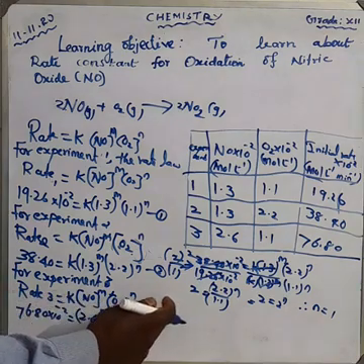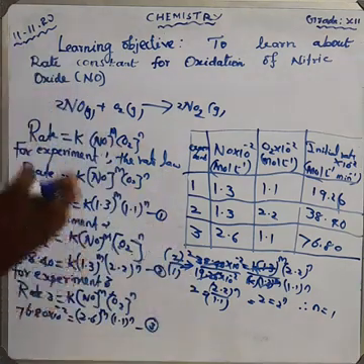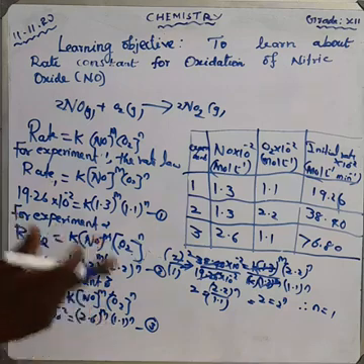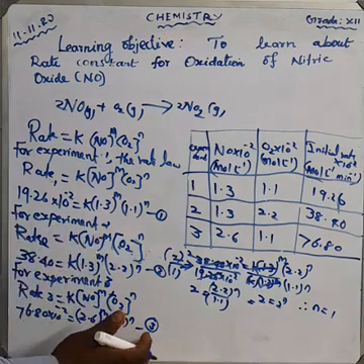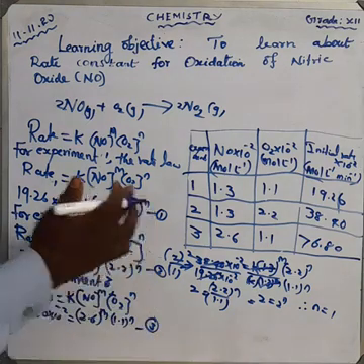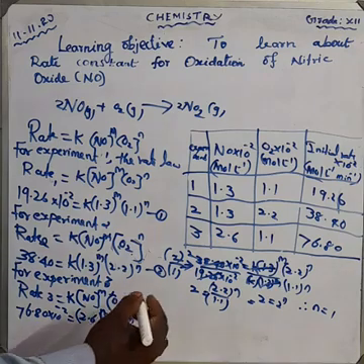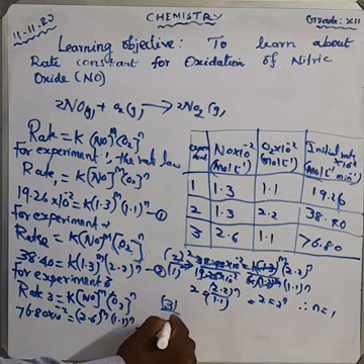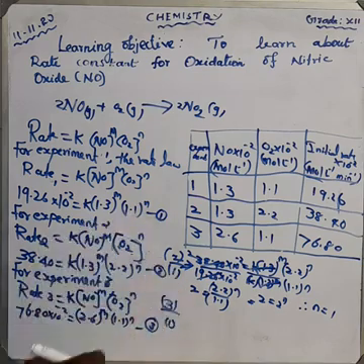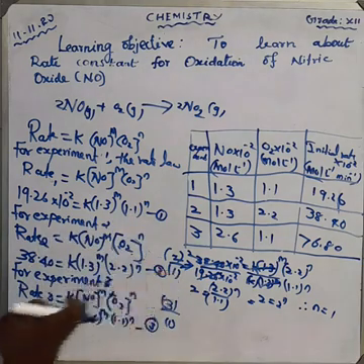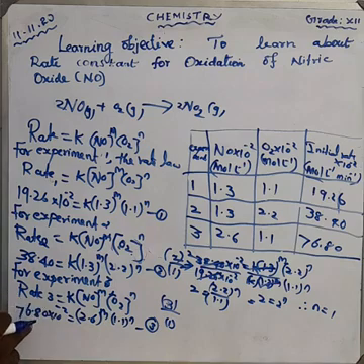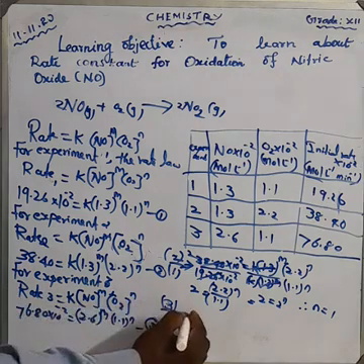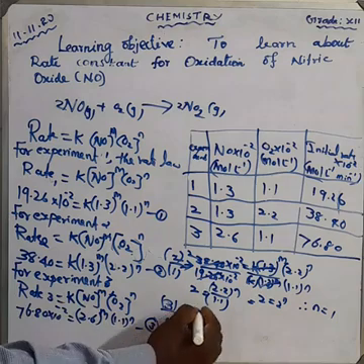I told you that first you should divide equation number 2 by 1. Next, you should divide equation 3 by 1. What is equation 3? Here, this is the 3.